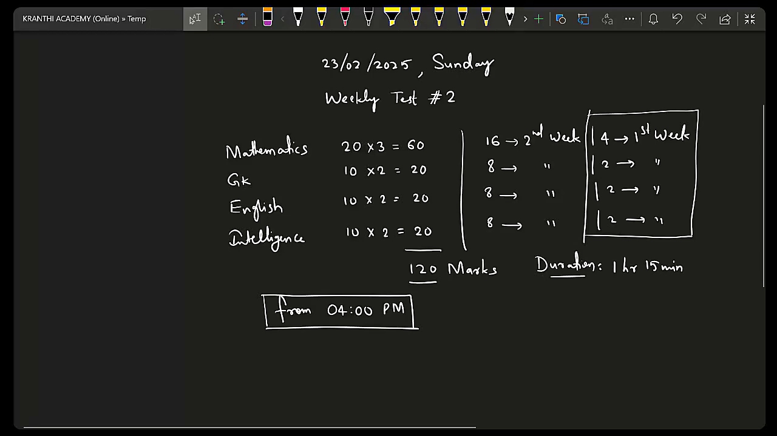Sir, the test will be 4 p.m. to 5:15 p.m.? Yes, it's 4 p.m. to 5:15 p.m. You can write after 4 also, but don't delay it. From 4 p.m. the test will be available. Anytime after 4 you can write. So like 4:50 also we can write. Yes, you can write, but don't delay it. That's what I'm saying. Okay, sir. Try to write as quickly as possible after 4. Okay, sir.